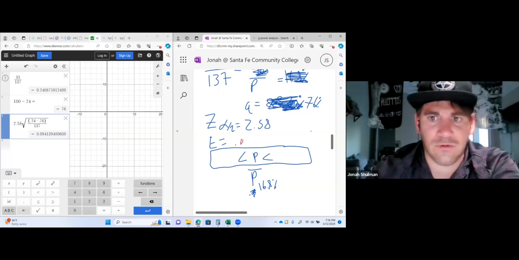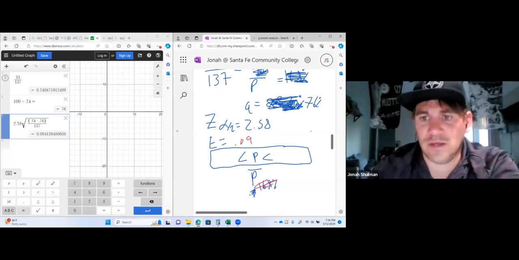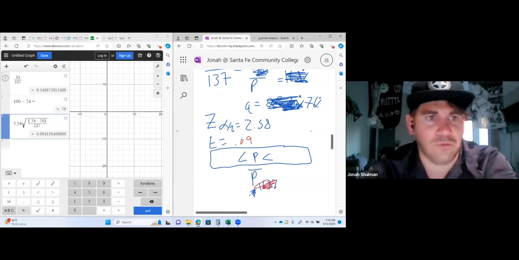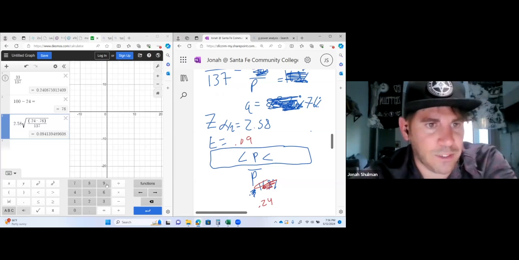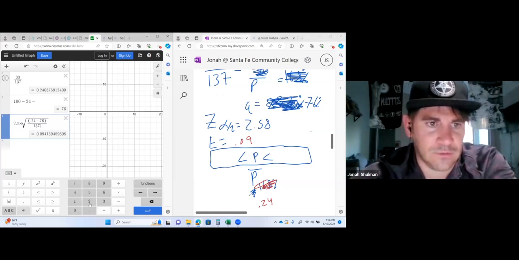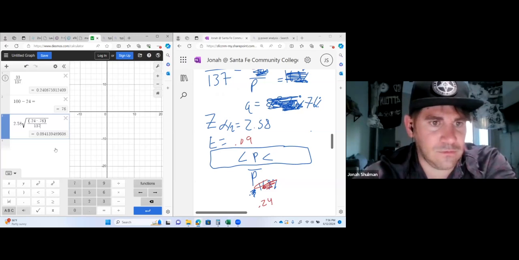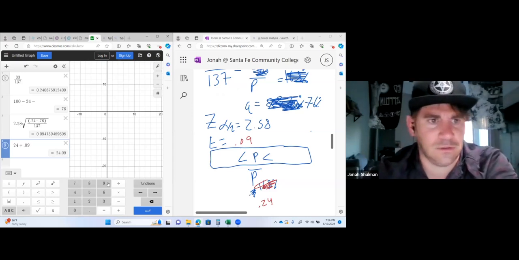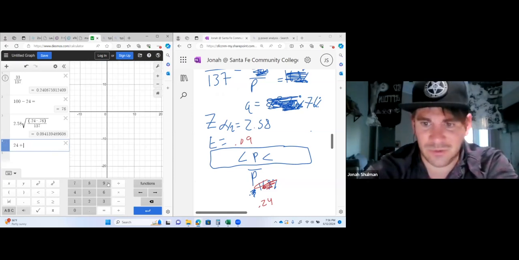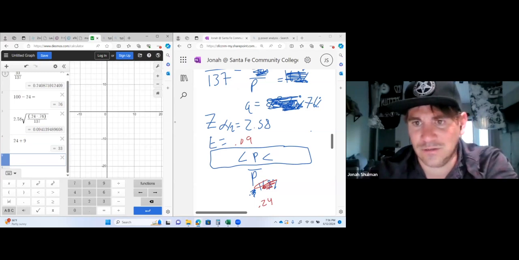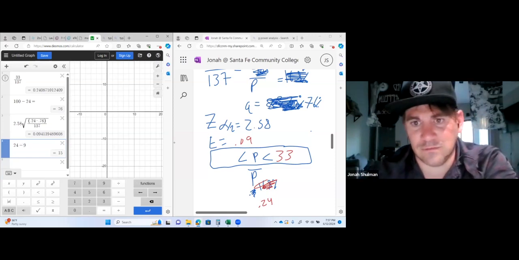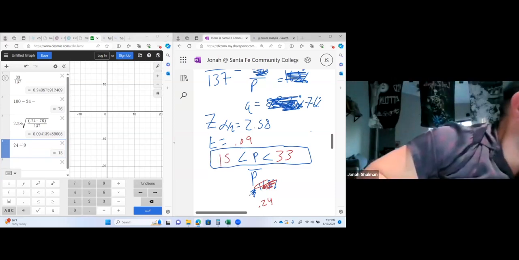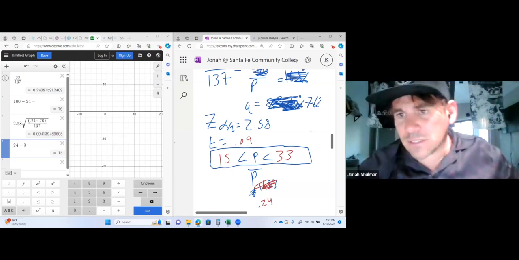It is 0.09. So this value of it happening was 0.24. So 0.24 plus 0.09, sorry, because it's in percentages, 24 plus 9 is 33. And 24 minus 9 is 15. Let's see what the right answer is. Yep, rounded, it's correct. Sweet.